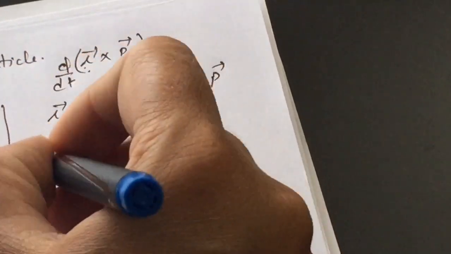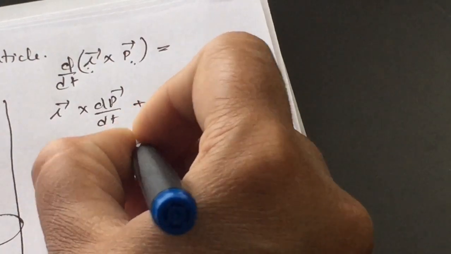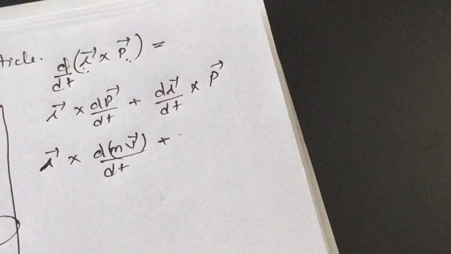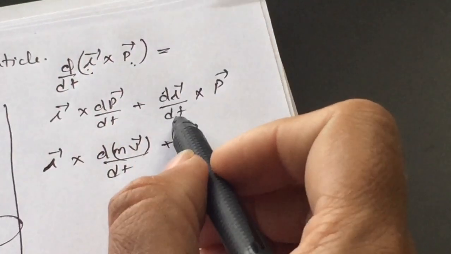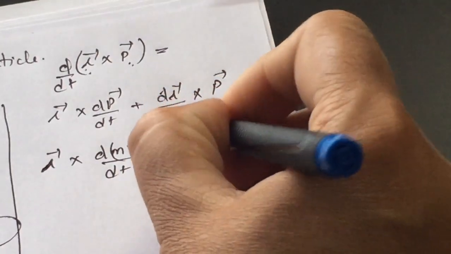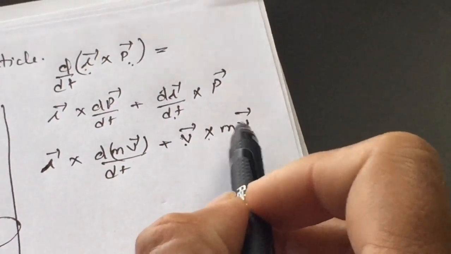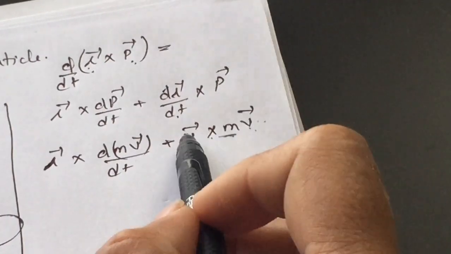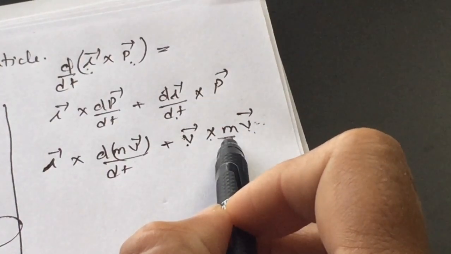We will have r cross d(mv) upon dt plus dr upon dt. Instead of dr upon dt we can put v, that is displacement upon time taken, cross mv. Here v is in cross product with v, not with m. m is a scalar quantity. Only two vectors can be in a dot product or cross product. m is a scalar quantity here.